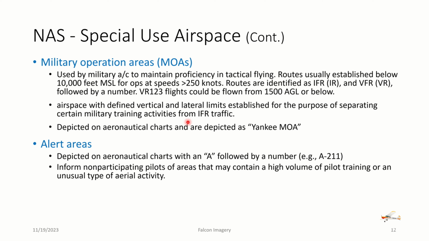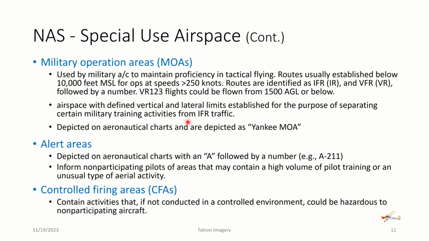We then have alert areas, depicted in aeronautical charts with an A followed by a number. This could be to inform non-participating pilots of areas that may contain a high volume of pilot training or unusual types of aerial activity. And then we have controlled firing areas, which contain activities that, if not conducted in a controlled environment, could be hazardous to non-participating aircraft. So it could be naval activity, shooting weapons off the coast, or it could even be on the land with certain other military operations. So again, you want to make sure that if there's a CFA in your vicinity, you're not flying in it or over it while it's active.